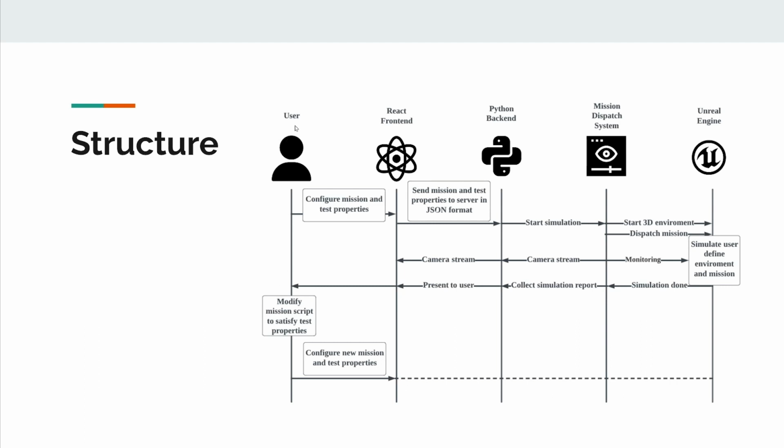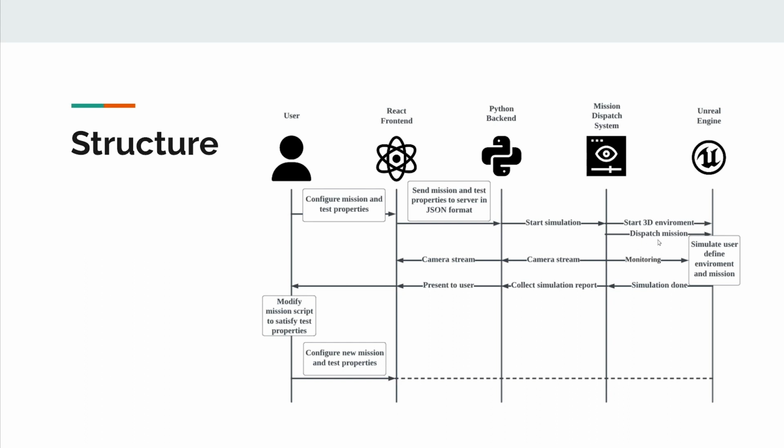So first, a user will have a set of simulation needs, and then he will use the React frontend to configure a mission and test property. And then the frontend will send that configuration as a JSON to the Python backend, and then the backend will let the mission dispatch system, which uses RSIM API to run the simulation, generate a mission and test property monitor, and then use that to start the Unreal Engine simulation.